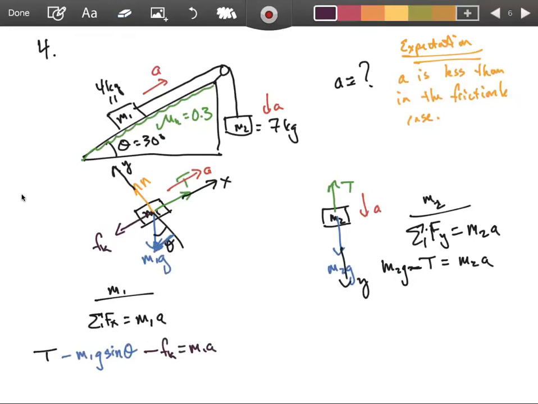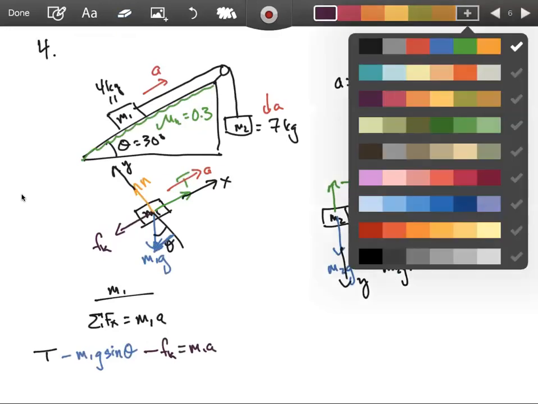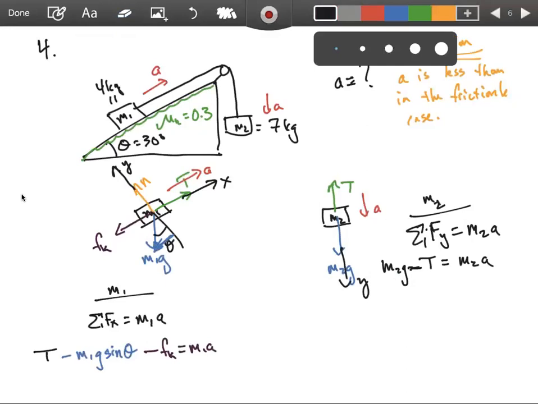So here, same thing as before. This one says that I can find the acceleration if I know M1G and the theta. The answer to all those is yes, I do know them. If I know the tension, which I don't at the moment, but I can find it by looking at M2, and if I know the friction force. Well, at the moment, I don't know the friction force, but I do know that the definition of the friction force is the coefficient of friction times the normal force.